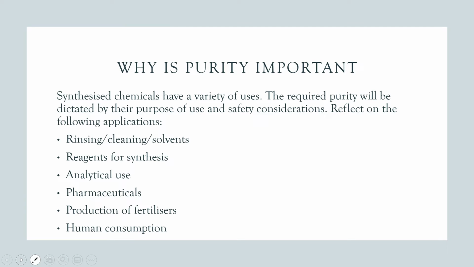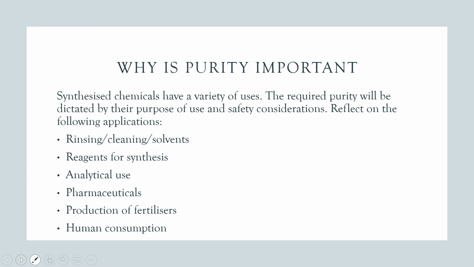So reflecting on purity and thinking why it's important, when we're looking at synthesizing chemicals, we can use them for a lot of different purposes. And that may require a certain standard of purity. Certainly it could require that certain contaminants should not be present at all. So the required purity will be dictated by their purpose and the reason for being used. And in particular, safety considerations need to be considered as well, because some of those contaminants could be harmful or dangerous. When we're thinking about all those things, we should be reflecting on whether or not they're used for, say, rinsing, cleaning, or being a solvent. If those things aren't for human consumption, then generally some contaminants are a little bit more excusable.